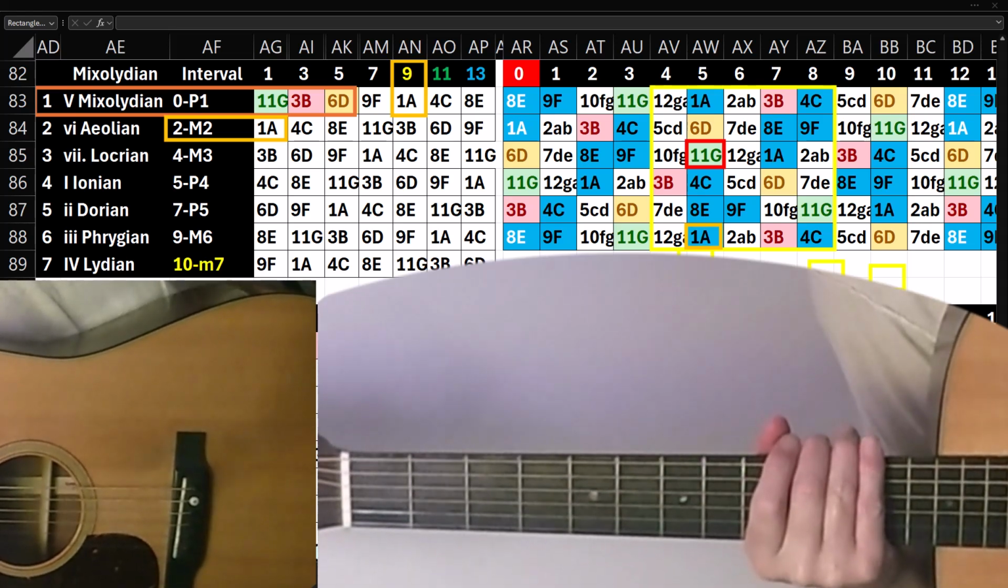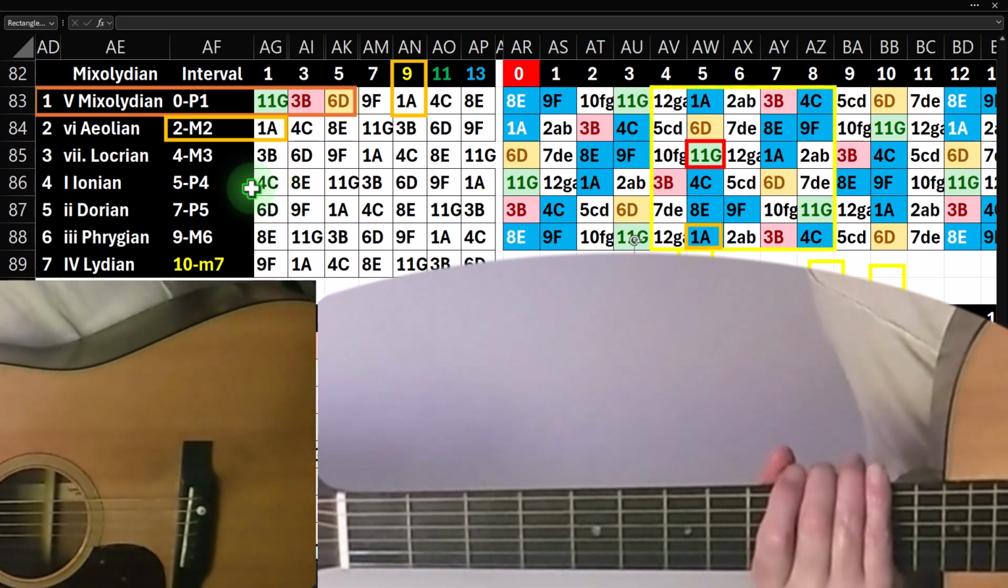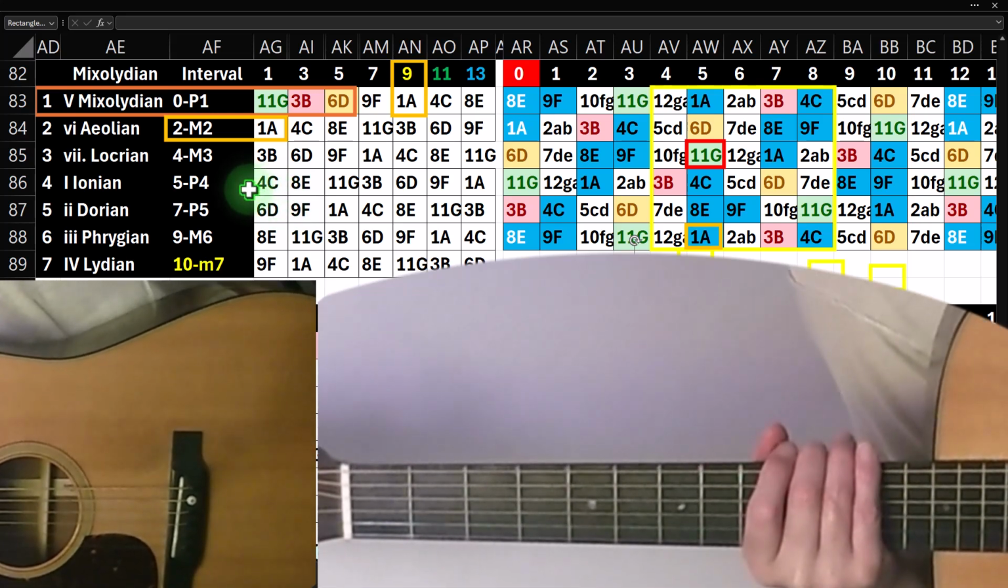Anyway, should we go on to the next one? The next one's going to be the 4-note away major third. Let's save that for next time.